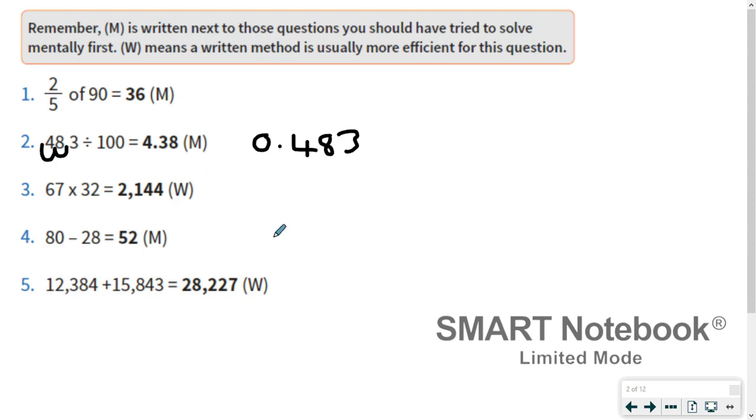Next one, 67 times 32. We did that written, so formal calculation, and it was 2,144. The next one, 80 take 28. You could have done 80 take 30 and then added 2. You could do 80 take 20 and then take 8. However you want to do it, it's 52. And the last one, you can hopefully see by the hundreds numbers, but you're going to have to do some exchanging anyway, so a written method of column addition was probably best.